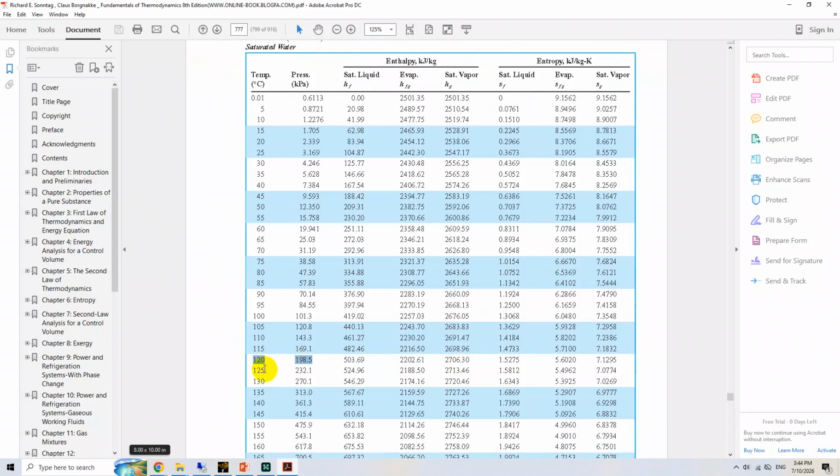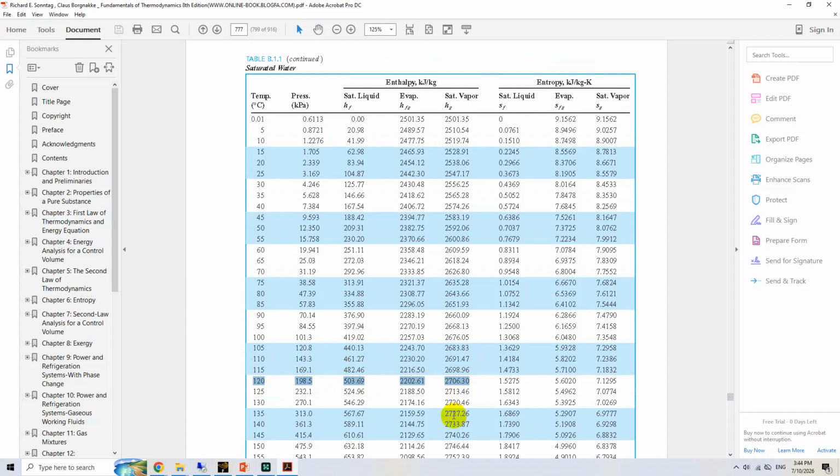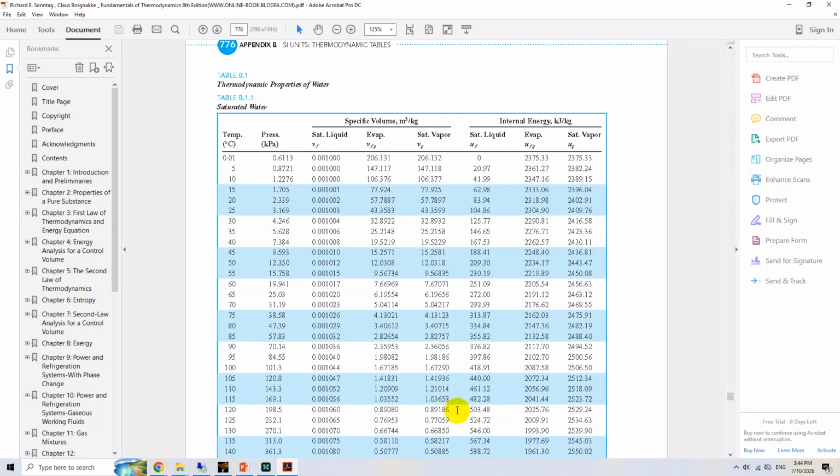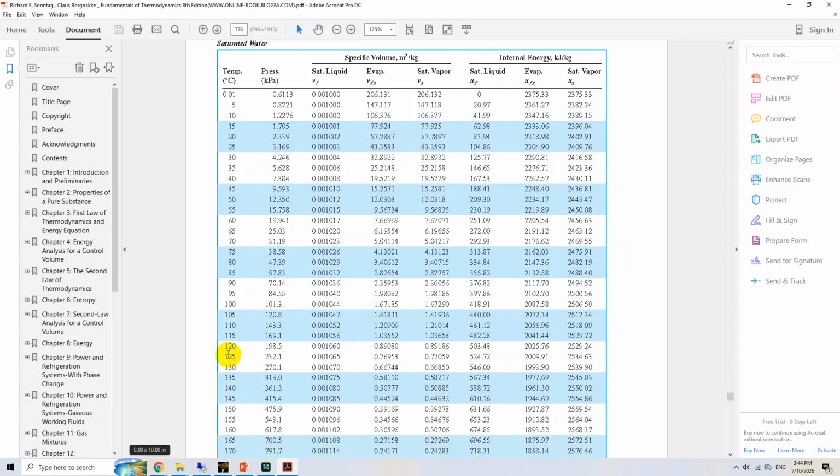When we are at 120 degrees, the saturation pressure is 198.5 kilopascal. But we search for a specific volume. The specific volume is 0.5 cubic meter per kilogram.